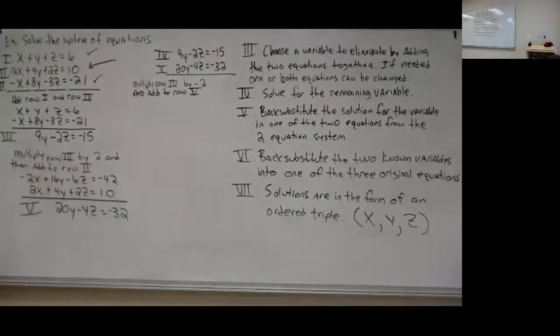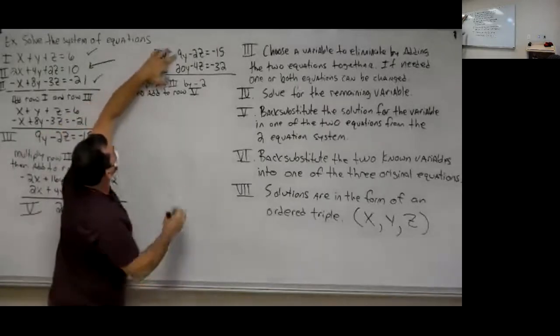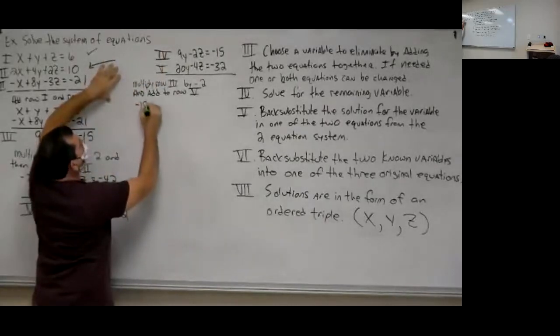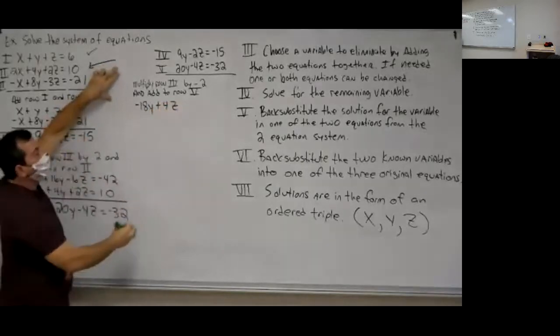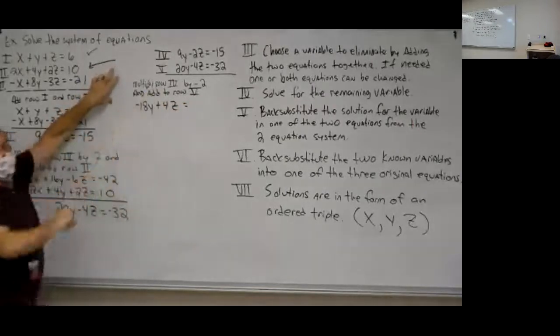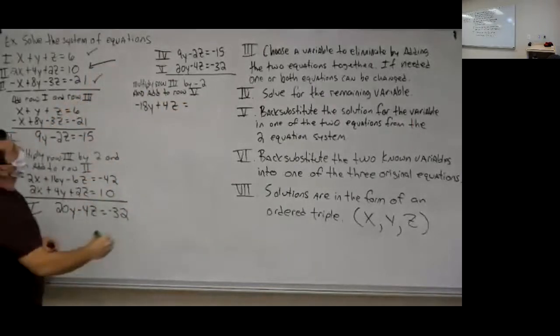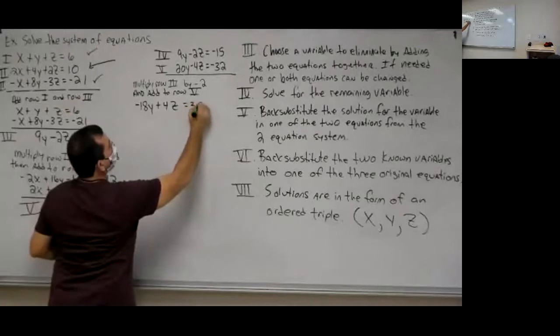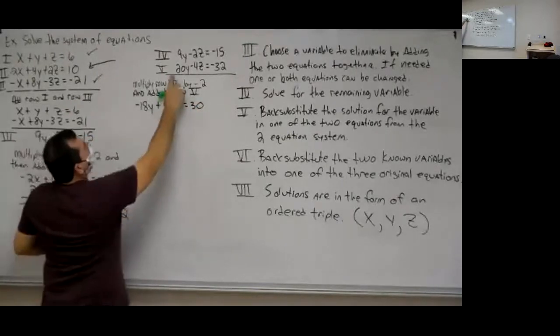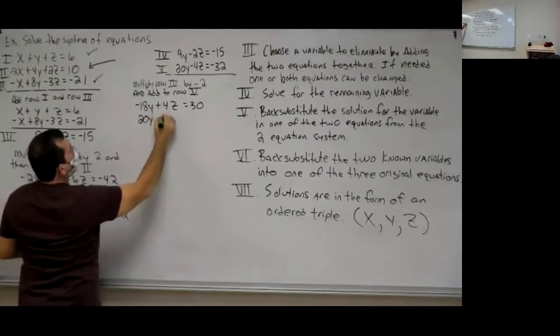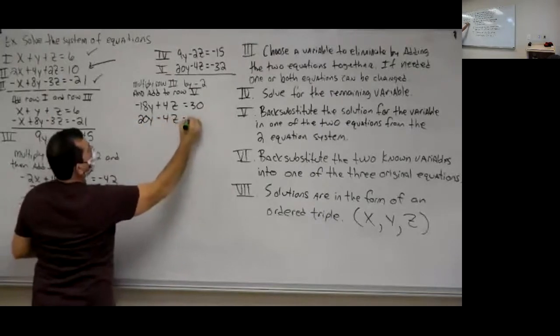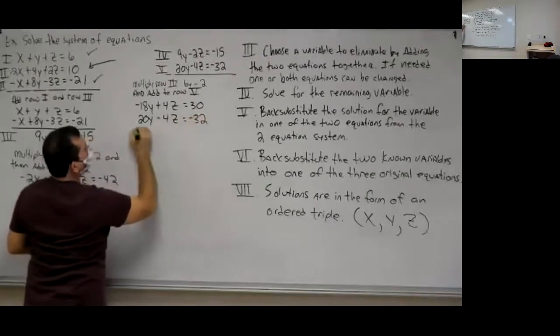So we're going to change 4 so that we can add it to 5. Multiplying by negative 2 gives you a negative 18y plus negative 2 times negative 2 is a positive 4z. That'll equal negative 15 times negative 2, which is a positive 30. Now, I don't have to change row 4, so that is now a 20y minus 4z equals negative 32.